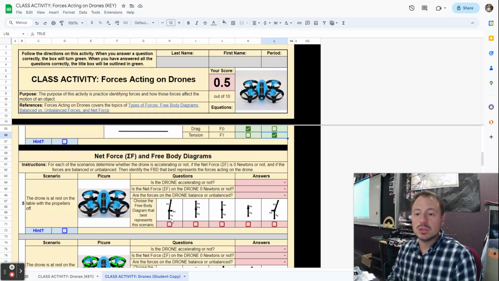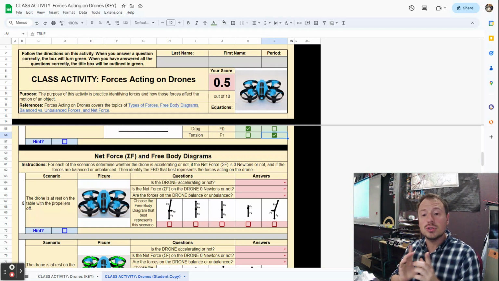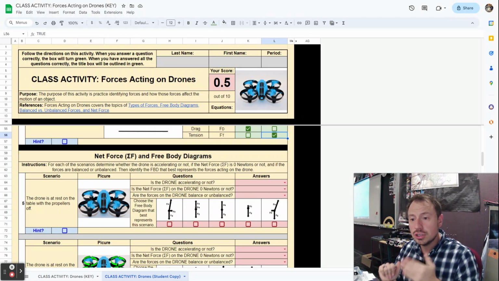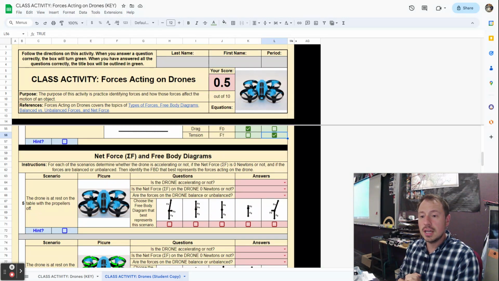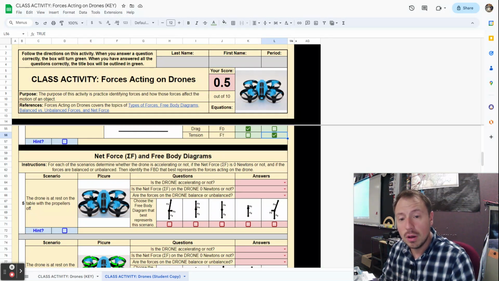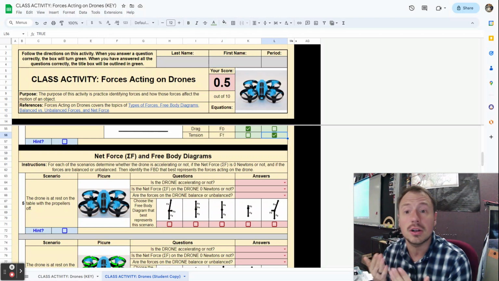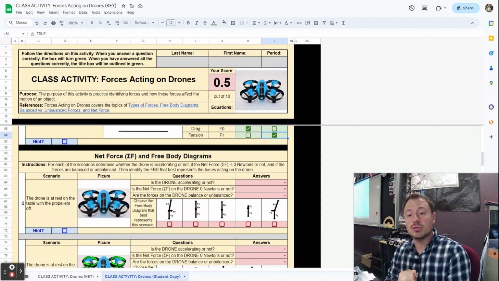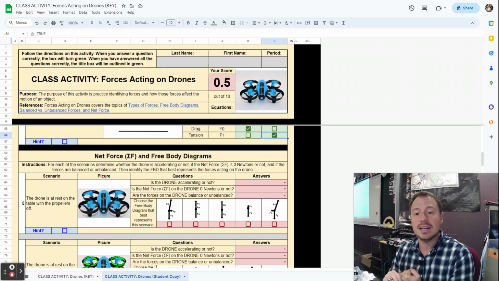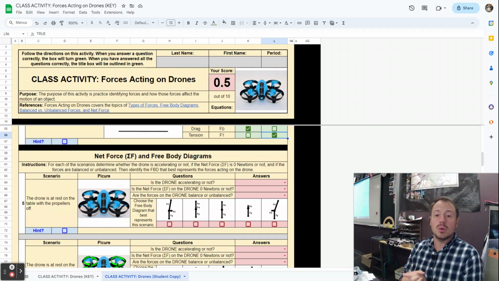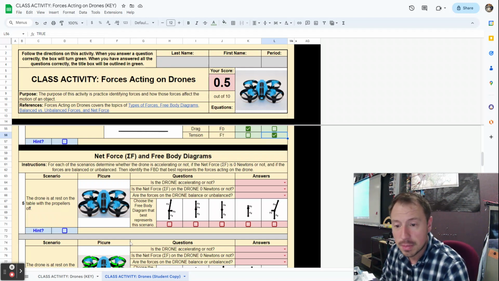Now, these next ones, right? I'm going to do a couple of them. I'm going to do two different ones. Let's just do the first one. Drone is at rest on a table with the propellers off. So in all these scenarios, you're going to be answering these three questions. Is the drone accelerating or not? Is the net force on the drone 0 newtons or not? And are the forces on the drone balanced or unbalanced? And then identify the free body diagram.